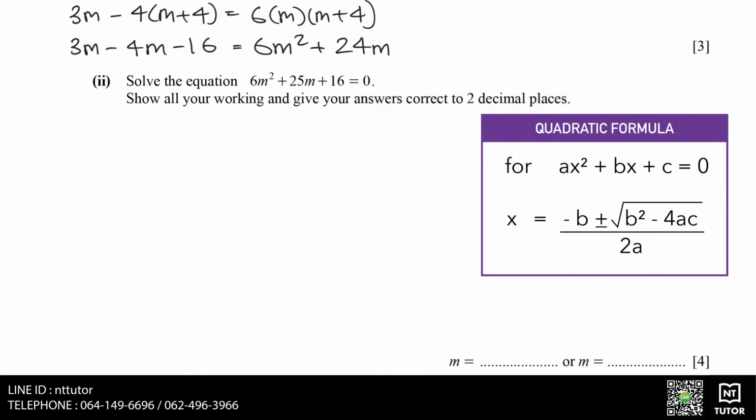For this expression, our A equals 6, B equals 25, and C equals 16.